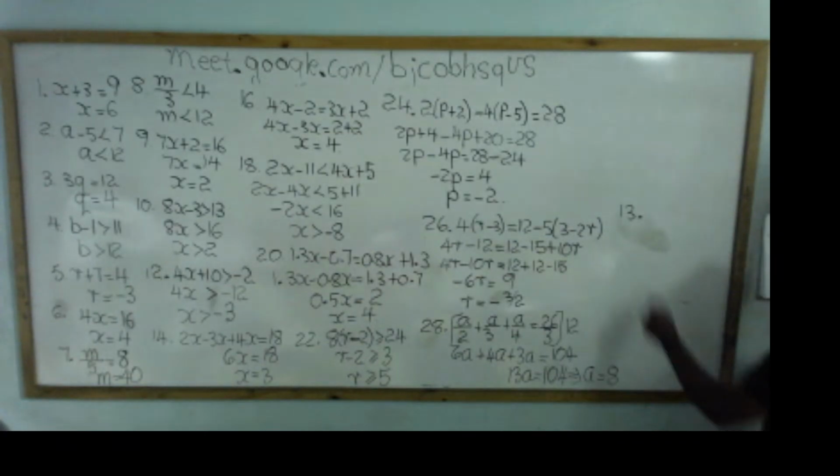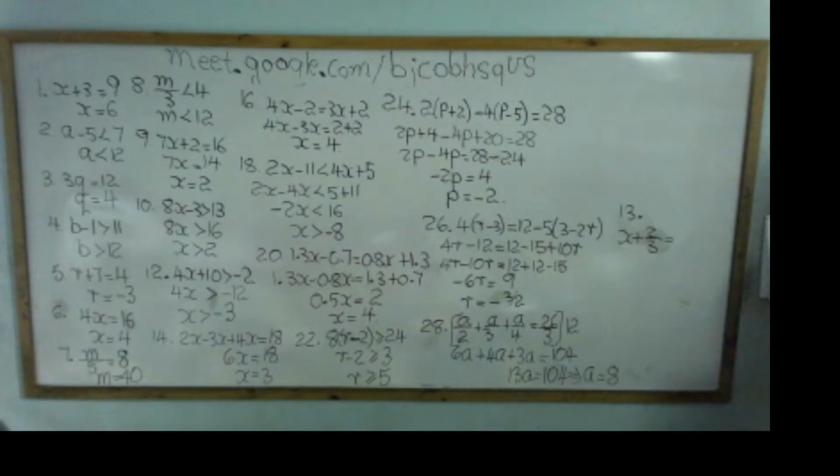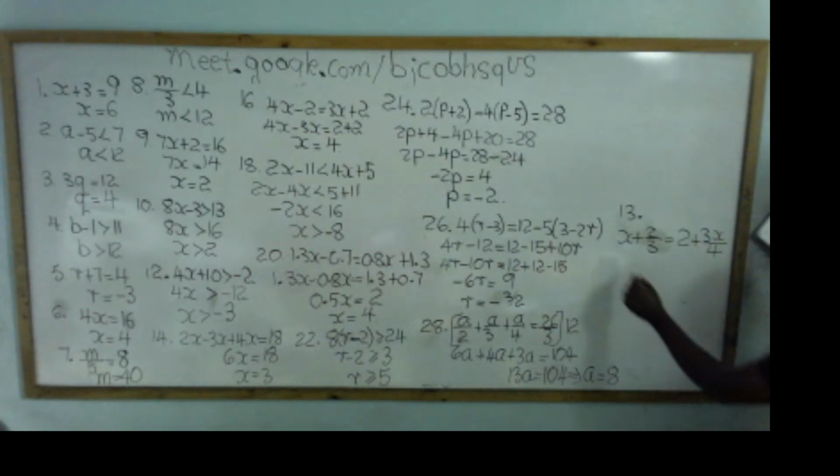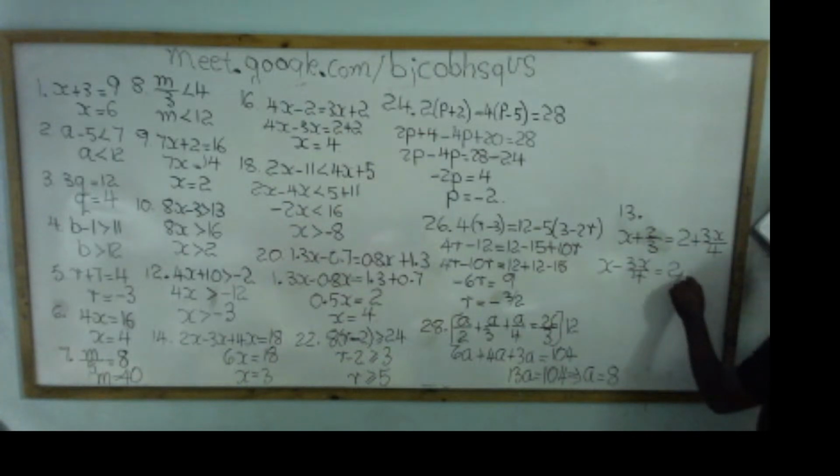So for number 30 we have x plus 2 over 3 is equal to 2 plus 3x over 4. Put them together. Don't flatten the equation or anything. So we have x minus 3x over 4 is equal to 2 minus 2 over 3.